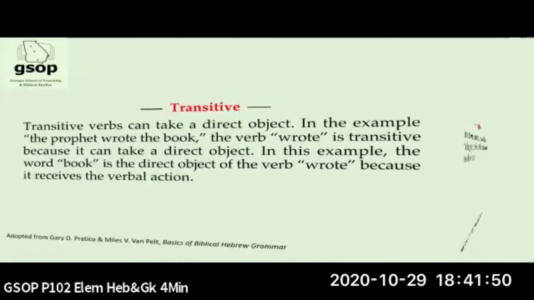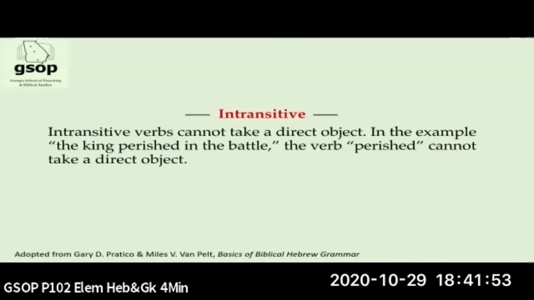Also, in the intransitive, there is no direct object. The verb doesn't take a direct object. Example: the king perished in the battle. The king is the subject. The verb is perished. That's it. He perished. Now, in the battle is a prepositional phrase. It's not a direct object. The prepositional phrase defines when or where he perished, or even how, but it's not a direct object. In other words, it stands alone without it. The king perished. Now, you don't know when, how, where, or why, but you don't need it in some cases. So you can add a prepositional phrase to give you more information, but it does not need a direct object.